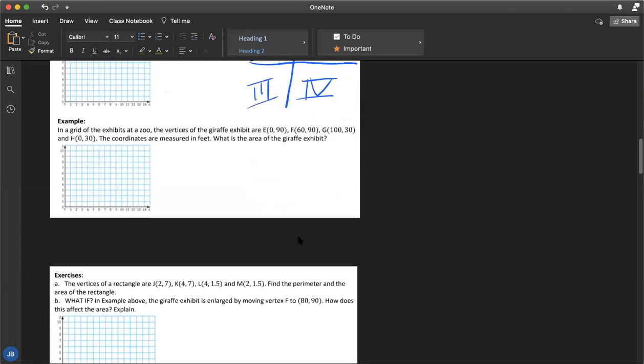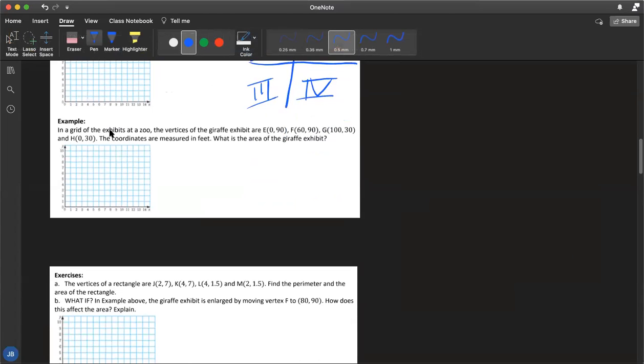Okay, there. All right. So now we'll look at example 2. In a grid of the exhibits at a zoo, the vertices of the giraffe exhibit are (0, 90), (60, 90), (130, 0), and (0, 30). The coordinates are measured in feet. What is the area of the giraffe exhibit? So go ahead, Alina. Did you want to try this one?